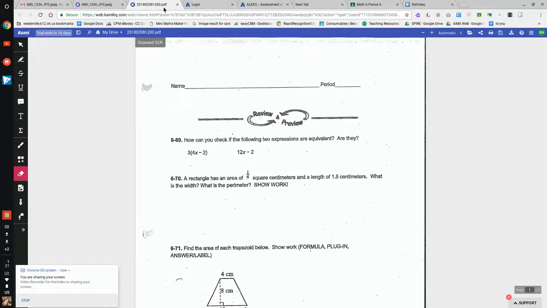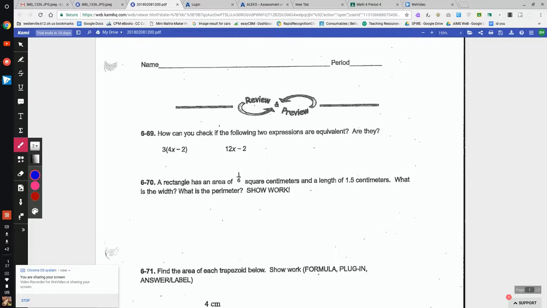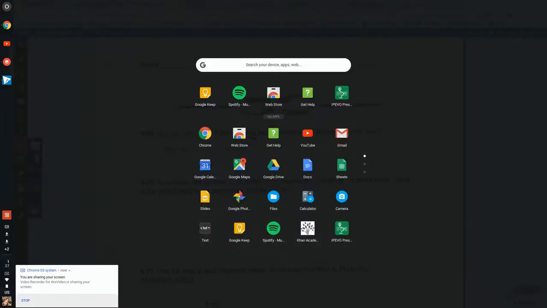All right, tonight's first problem's asking if you can tell whether both problems are equivalent or not. So first thing you got to look at is 12x minus 2 is finished. There's nothing you can do with that.